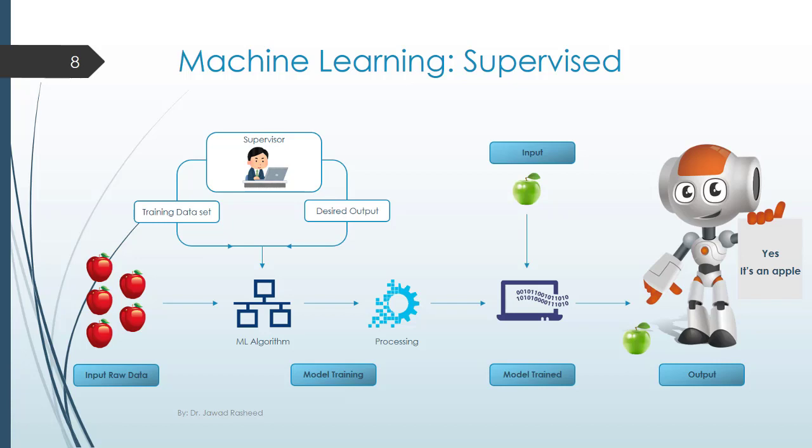So we are training the algorithm so that it can come up with some function that matches x onto y. The goal is to approximate the mapping function so well that whenever we have a new input data x, we can predict the output variable y.